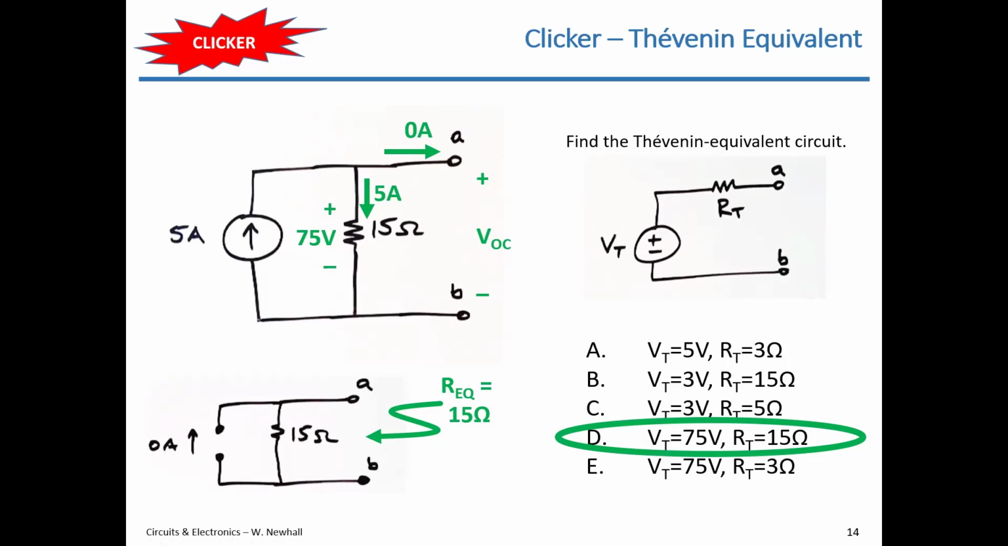All right, so if you'd like to talk more about this problem or similar problems, stop by after class at office hours and we can chat about Thévenin equivalent circuits.